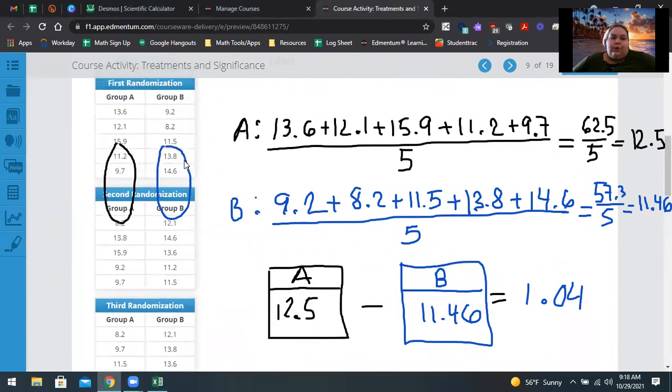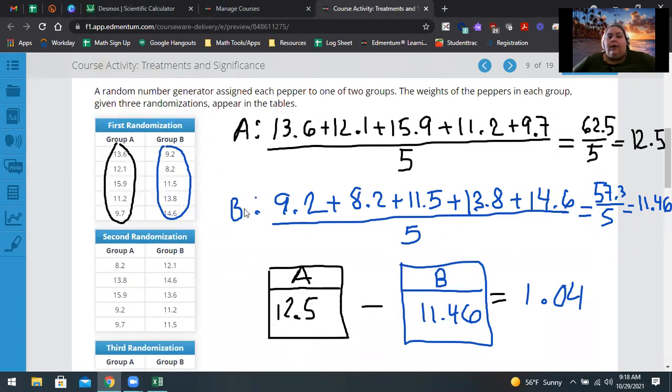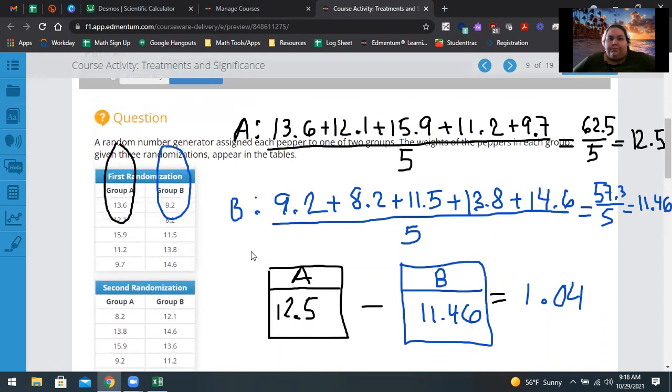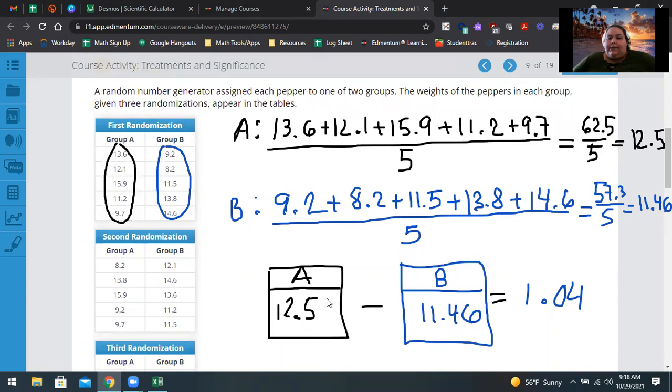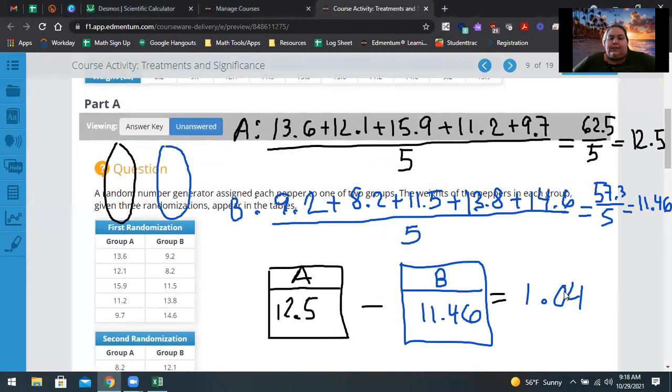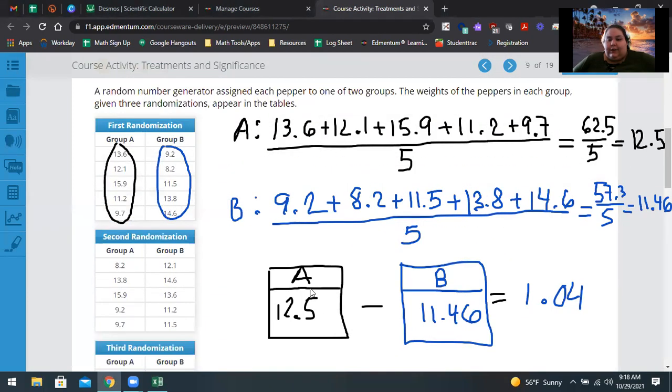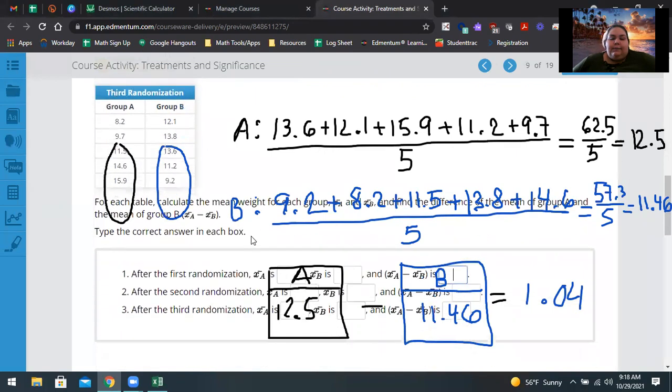And again, you'll do the same setup for the second randomization for the second table, and then for the third. So going back to that idea that basket A is heavier by 1.04, I think it's in ounces, yeah. So basket A is heavier. I like this setup only because I get to compare them, like visually see the comparison. But let's go ahead and take a look at part B.